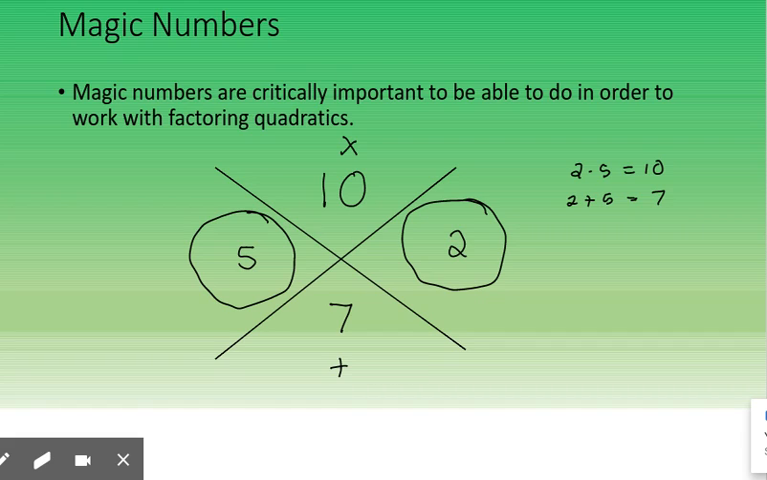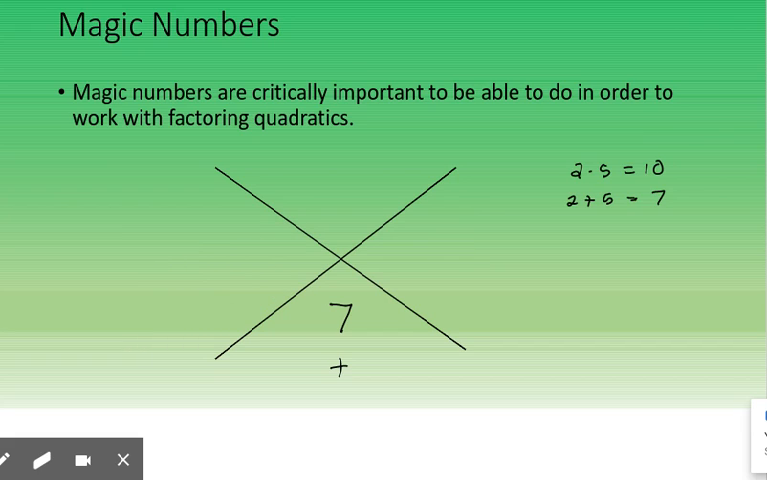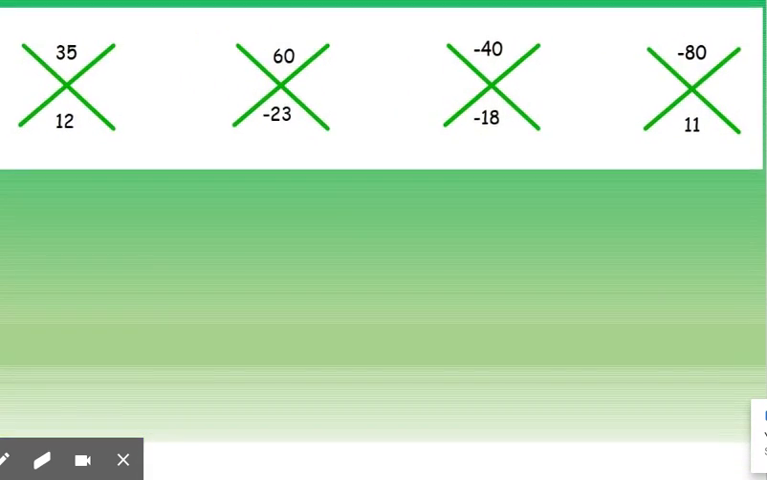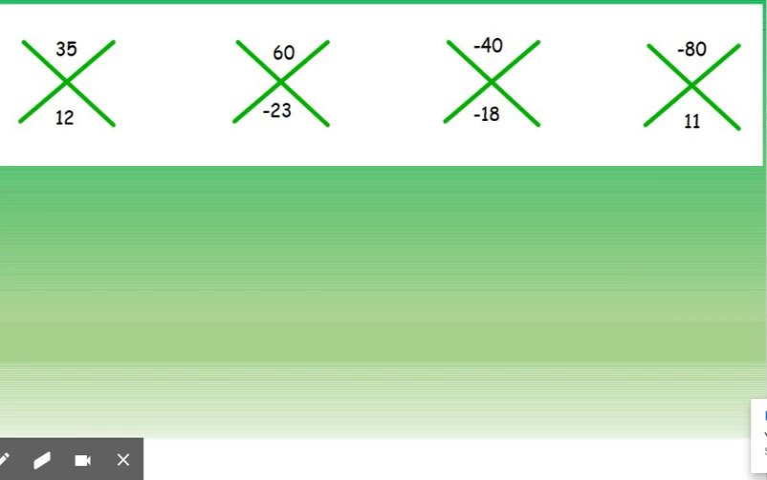Okay, so we're going to do a few sets of these together. I'm going to show you a method that will work in case it does not come into your brain. So here's our first set we're going to go through together. Now, go ahead and make sure that you write these X's down. There's 4 of them, and fill them out.